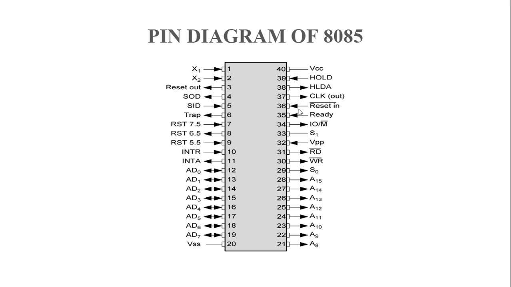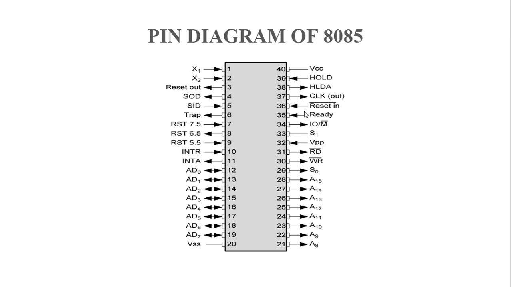If this pin has 1, it indicates that whatever peripherals are connected with the MUP are ready to transfer the content or data with the microprocessor. While if this pin is equal to 0, then it indicates that peripherals are not ready to transfer any data between the microprocessor and their device.